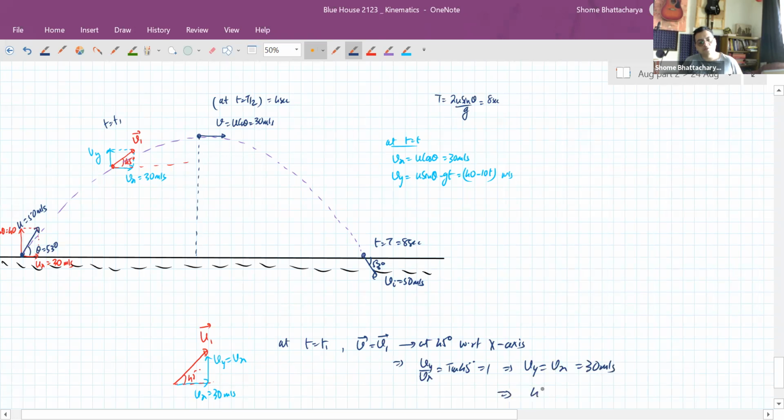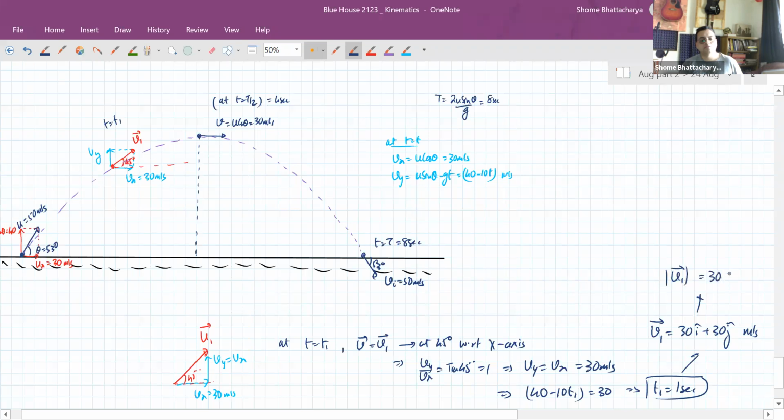So that means 40 minus 10 t1 should be equal to 30, which means the time is 1 second. So at 1 second, the velocity has changed from the initial velocity, which was like that, to this velocity v1, which has now become 30 i cap plus 30 j cap in meters per second. So its magnitude has become 30 root 2 meters per second, because the initial velocity was 30 i cap plus 40 j cap at t equal to 0. From 0 to 1 second, the velocity changed from this to this.